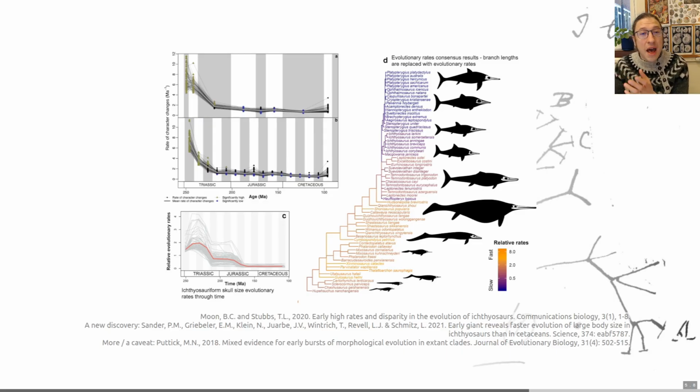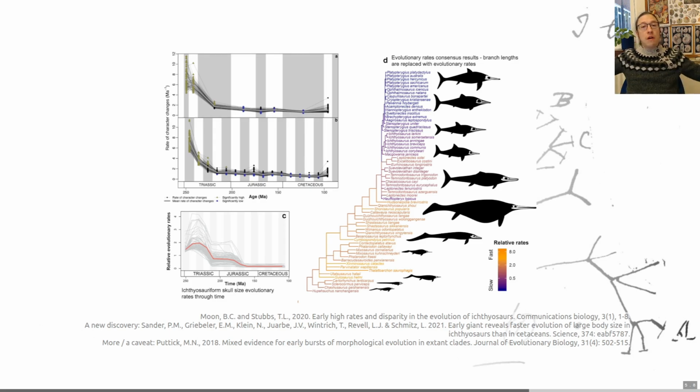This is a pattern that is actually relatively commonly reported from the fossil record, and I wanted to give you two examples of adaptive radiations from the fossil record for the remainder of this video. But be aware that this pattern is not so well supported necessarily, or not as well established, in living groups. You can read more about that in this paper from Mark Puttick from 2018 that I've put on the slide.